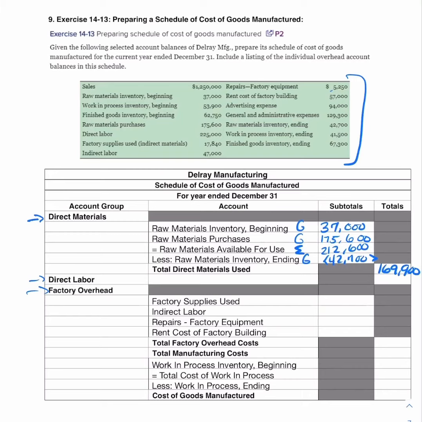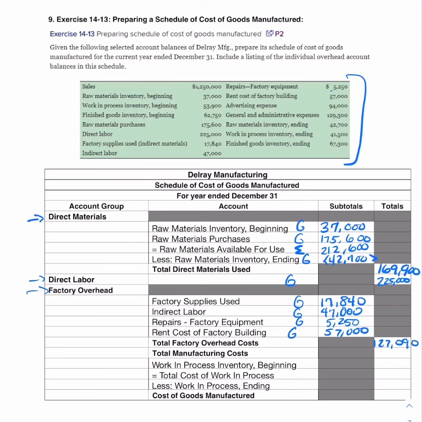Now, direct labor is our favorite one. It's typically the easiest. It's $225, and there it is. Now, factory overhead, which was also given. Factory overhead, we have factory supplies used, which was given for $17,840. Indirect labor, which was given for $47,000. Next, we see repairs on the factory equipment, which was also given, and that is for $5,250. And finally, the rent cost of the factory building, also given information, $57,000.